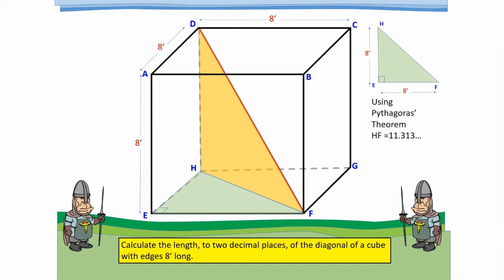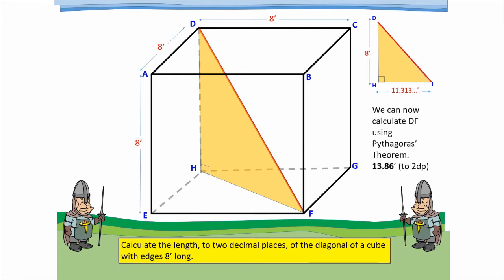Now we know HF. I've written it down there. I've given it to 5 significant figures, and I've put an ellipsis at the end of it, but I'm actually keeping the full value on my calculator, not doing any rounding at this stage. I can now put that value as that side HF of my yellow, my first right angle triangle. And now I can use Pythagoras' theorem on those values to work out the length of the hypotenuse, which turns out to be 13.86 feet to 2 decimal places.